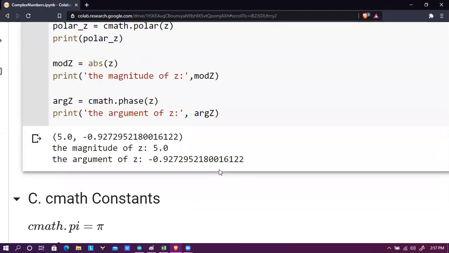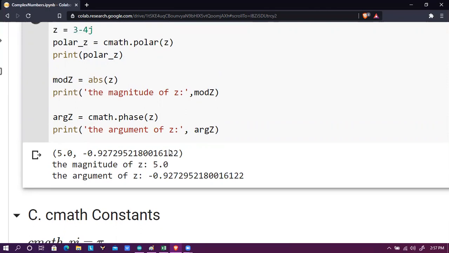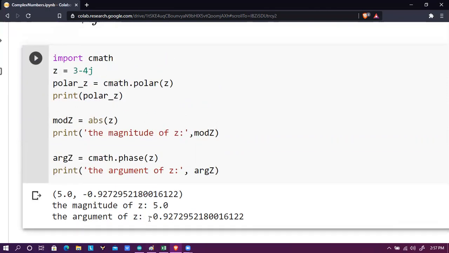Okay, now you can see here now the argument and your magnitude, or what we call your modulus of z. Take note. Okay, to separate the magnitude and the argument, you can use abs. That's for the absolute value, and cmath.phase, that's for the angle, and the angle is in radian form. Now if you will be using degree angle, so you need to convert that first in radian format.